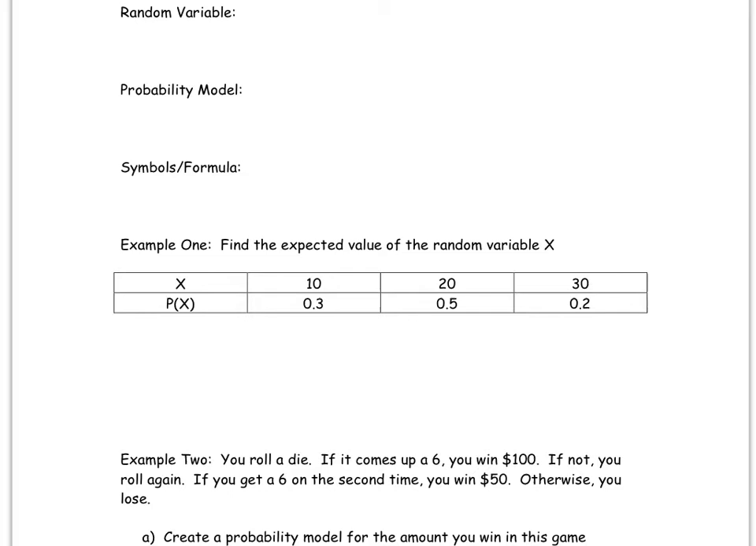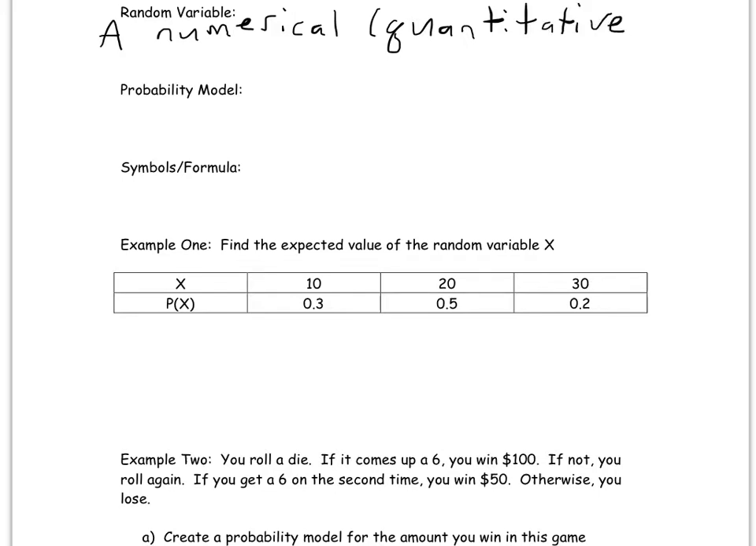So a random variable is a numerical, aka it's quantitative, so it's a numerical variable where each value is associated with a probability.